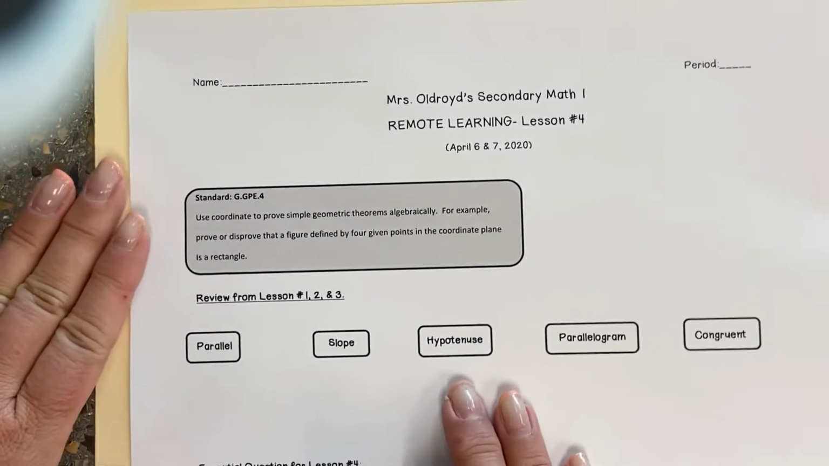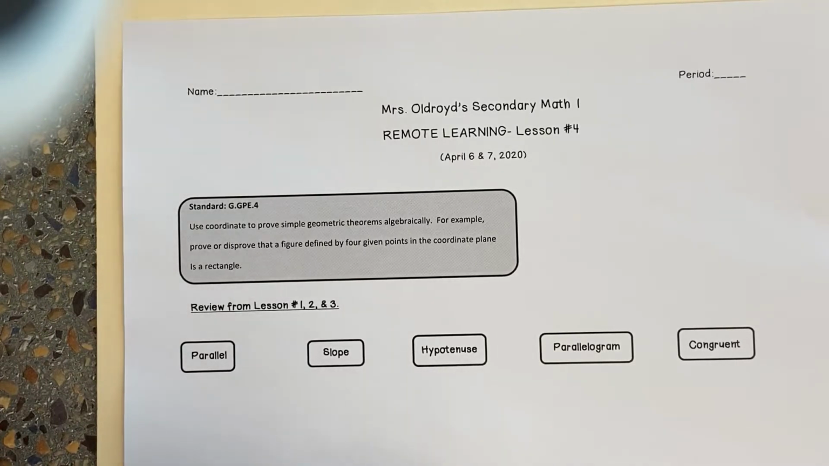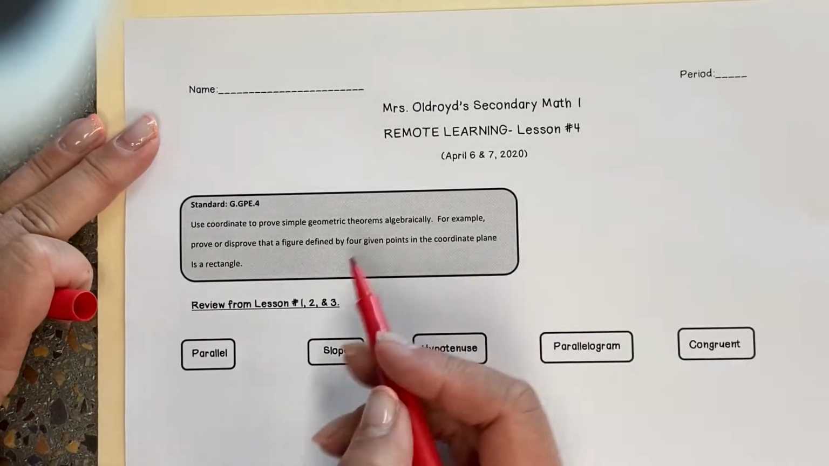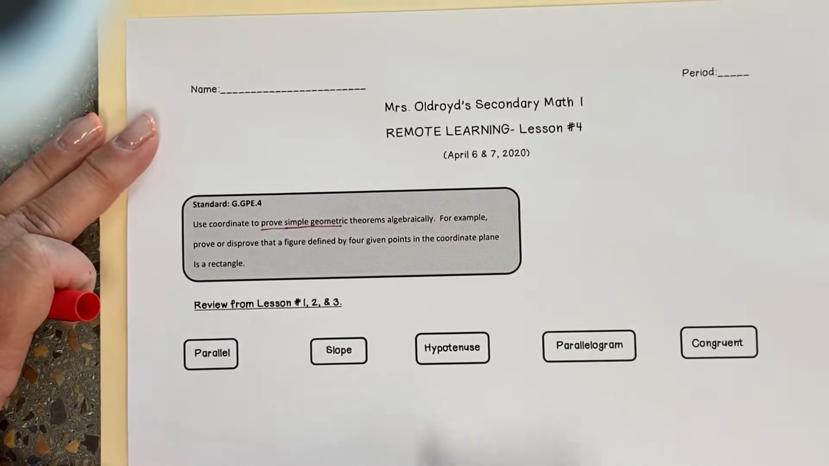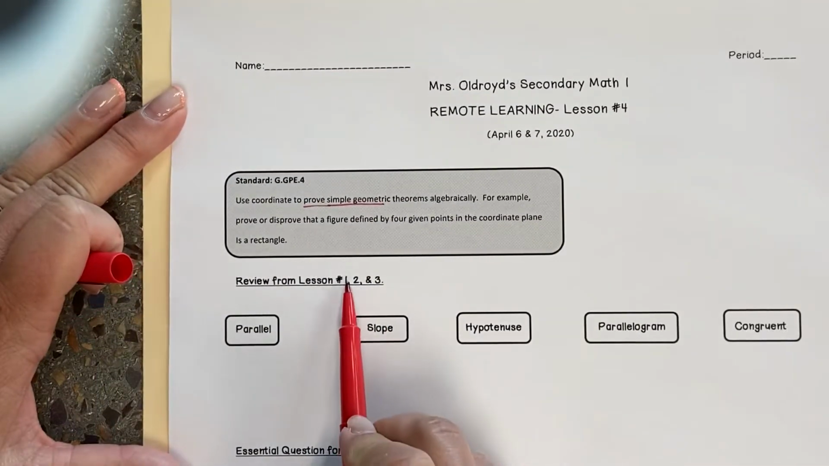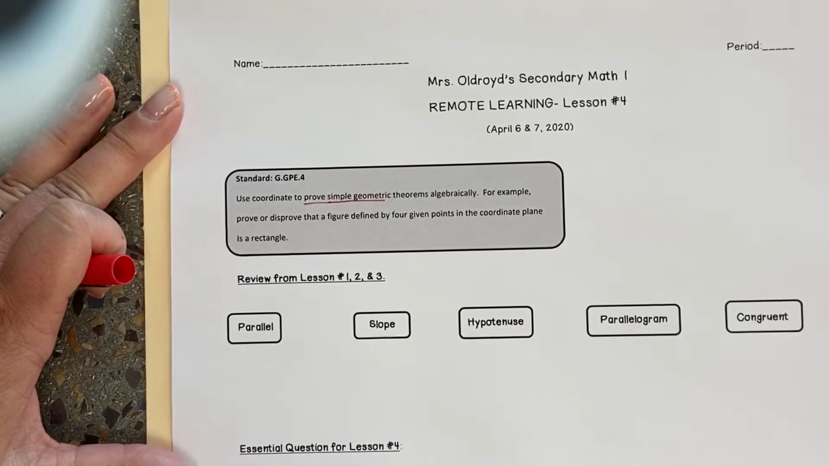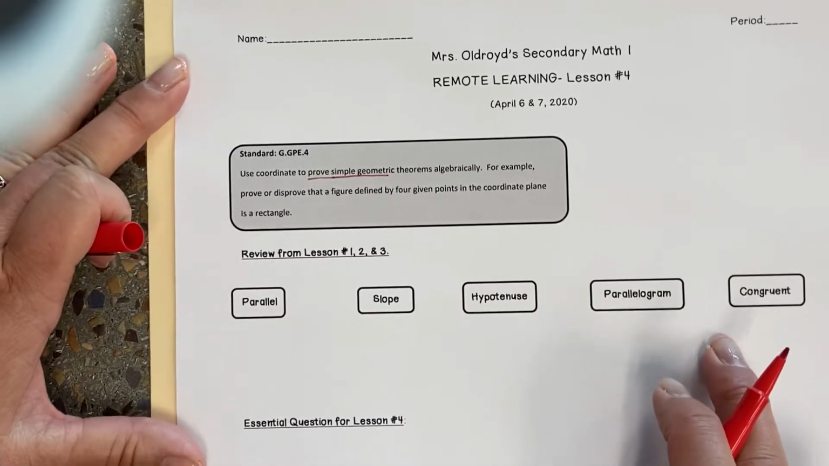Here we go. Notes. Now remember, you can either print these off from the link I send you, or you can just do it on a piece of blank paper, or you can come into the school and grab the printouts, because I'm actually printing them out and putting them in a folder. So you have all those options. All right, so this lesson, we're going to do simple geometric proofs. And we're going to take what we've learned in lessons 1, 2, and 3 and combine it all together. So let's review what we've done in lessons 1, 2, and 3.